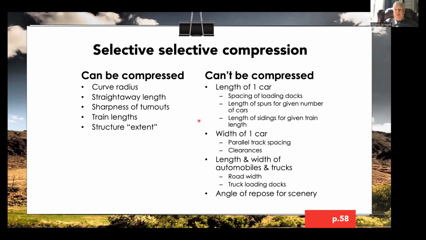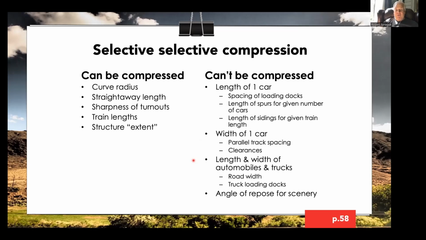And the same thing with the length of your passing sidings or your staging. For a given train length, if you've got a 25-car train, the siding has got to be the length that it takes to accommodate that. You can't just arbitrarily reduce the length of a siding. The width of a car similarly can't be compressed, and that means that parallel track spacing and clearances have to be basically the same as they would be, or even a little bigger than they would be, on a prototype railroad. So you can't compress that. If you do, you'll find out to your horror that your railroad doesn't work.